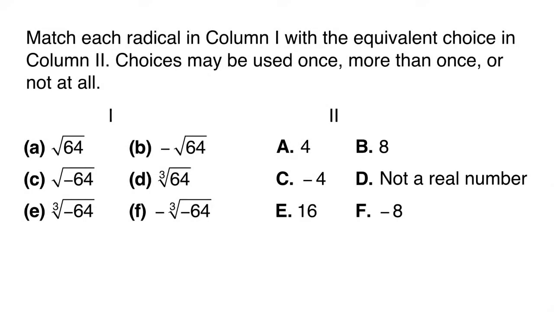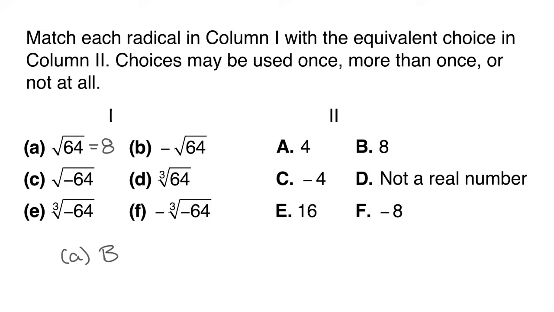Match each radical in column 1 with the equivalent choice in column 2. Choices may be used once, more than once, or not at all. We'll go through column 1, starting with part A. We have the square root of 64. This is the principal square root, or the positive number that when squared is equal to 64. That is 8, and so part A matches up with B in column 2.